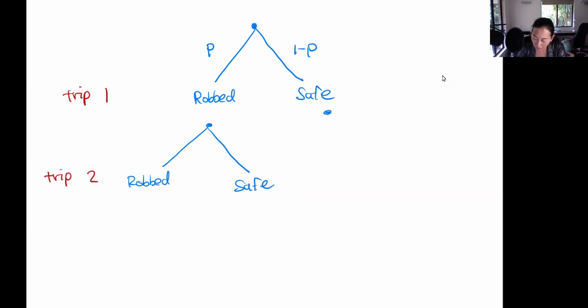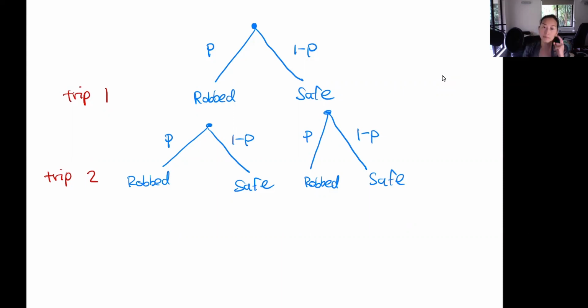And you do the same. If she's safe in the first trip, she might be robbed in the second trip or be safe in the second trip, right? And the probability is still P, 1 less P, because it's independent of which trip she is taking. Okay, so when you write it here, you can see that it's more clear what the possible events are in this situation.